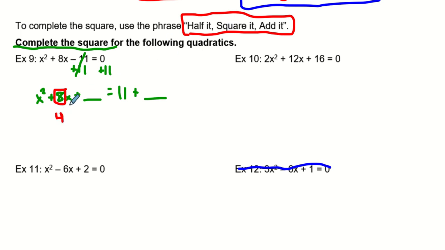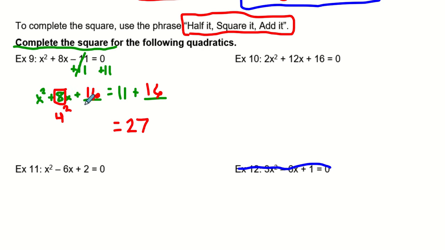Square it. So what's 4 squared? Well, it's 16. And then you're going to add it, meaning I'm going to add it to both sides. Now on the right side, that's just going to give me 27. Now on the left side, we could just write x squared plus 8x plus 16.